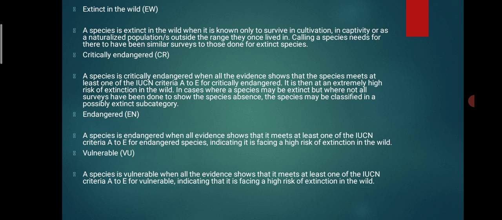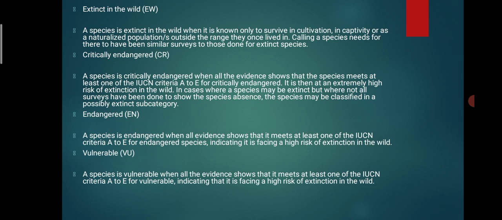Extinct in the wild. A species is extinct in the wild when it is known only to survive in cultivation, in captivity, or as a naturalized population outside its range. To call a species extinct in the wild, it needs to have had similar surveys to those done for extinct species. That is known as extinct in the wild.